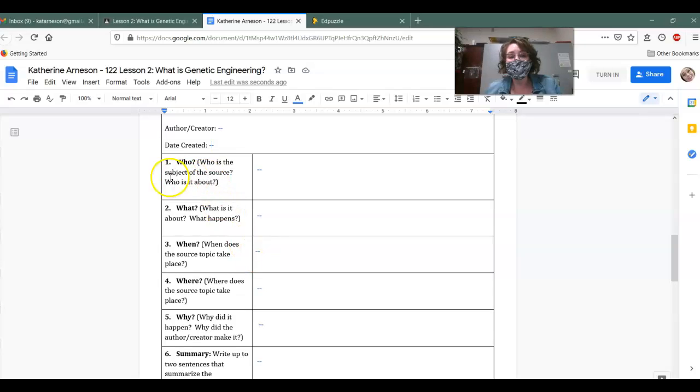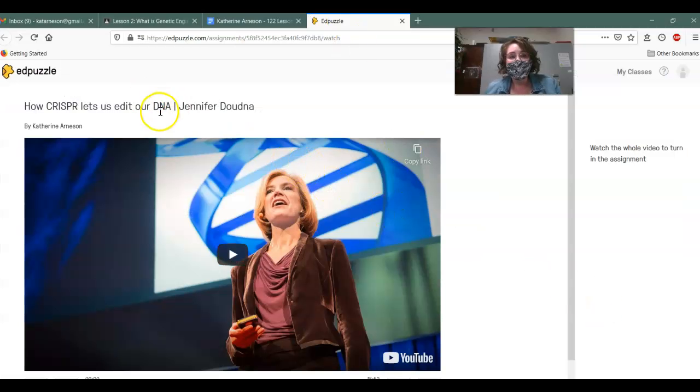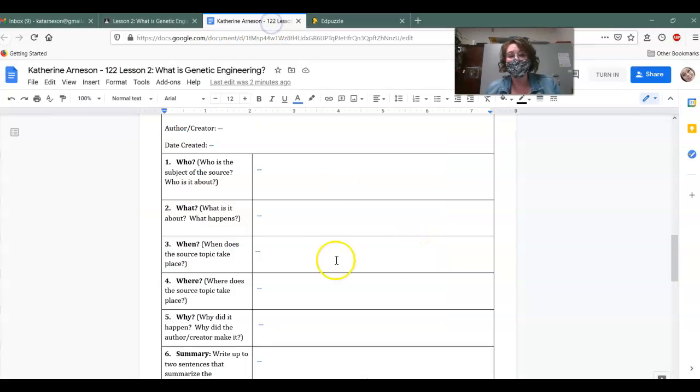So who is the subject of this source? Or sometimes, what is the subject of this source? Who is it about? If we go to the video, at the top it says Jennifer Doudna, and it's called How CRISPR Lets Us Edit Our DNA. So is it about her? It's about her research. So honestly, I would not put that it's about her. She is the speaker, but what she is talking about is the important thing here.